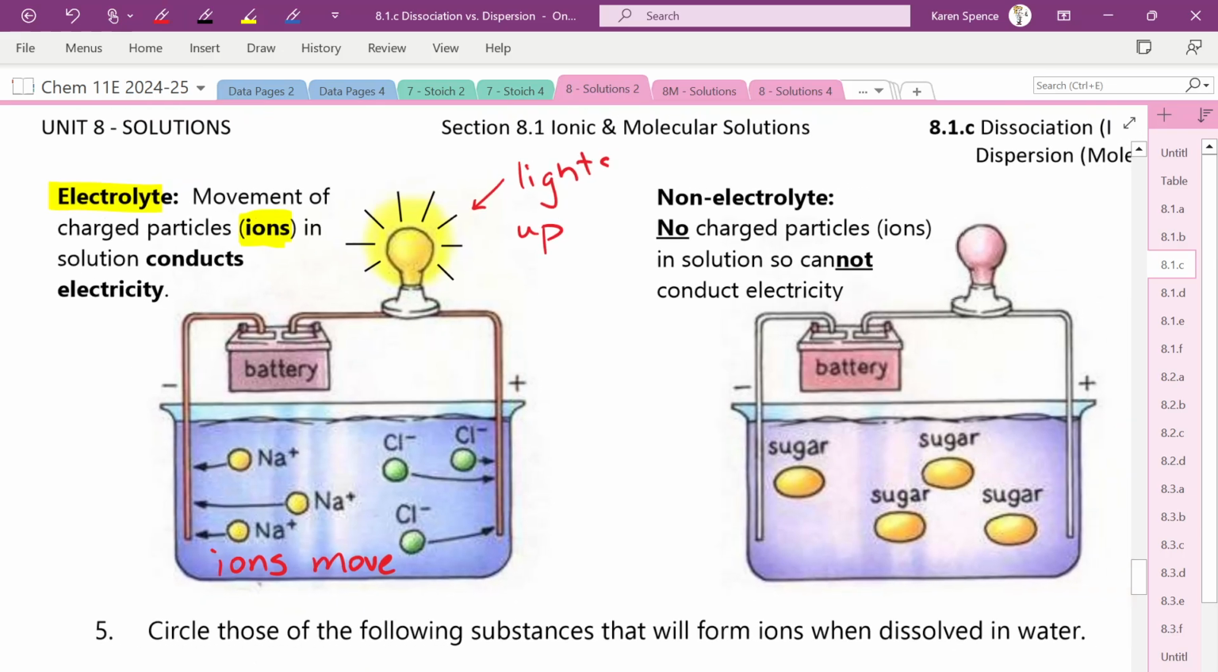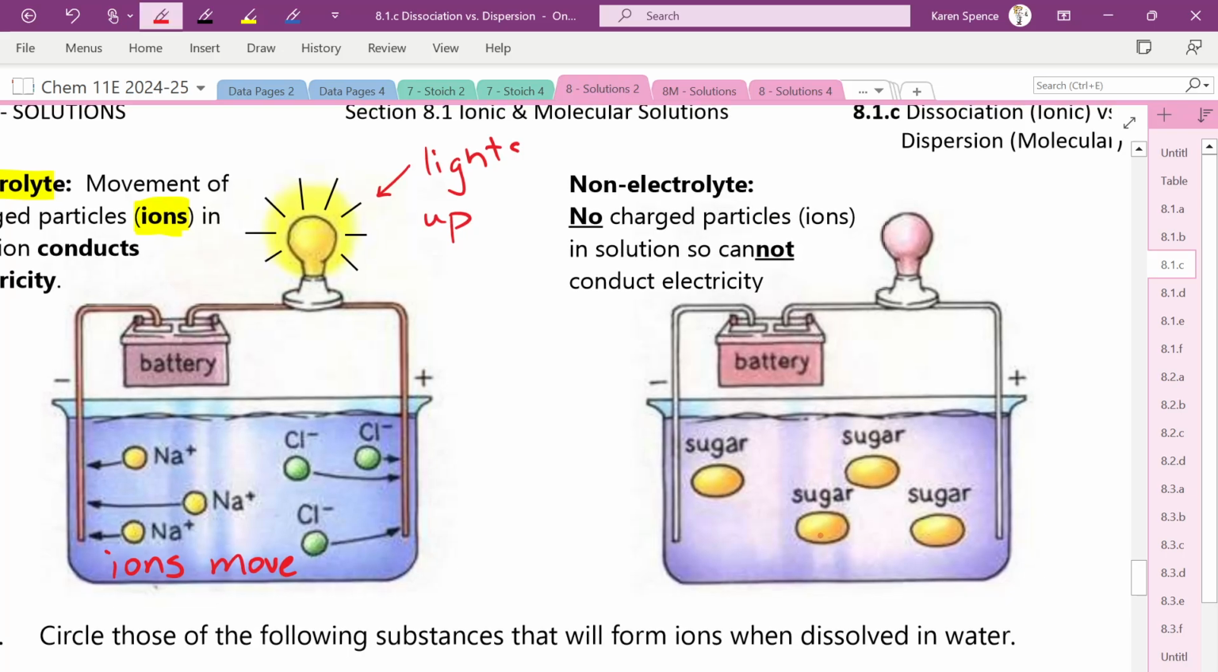If we have a non-electrolyte like sugar, it's got some polar areas on it, but overall it has no charge. Do those particles move other than randomly? No, there's only random movement. And you certainly don't have charges flowing. And so what do you notice about the light bulb? No light.